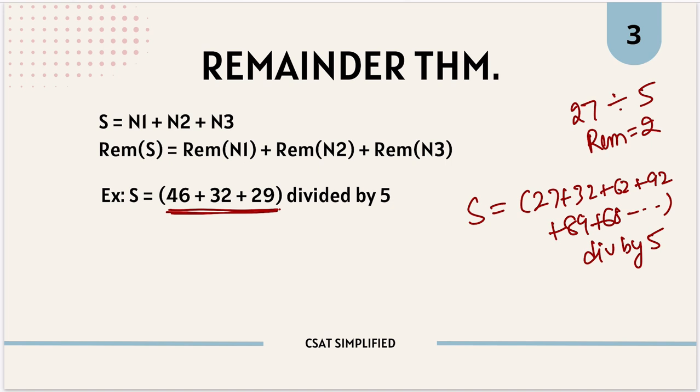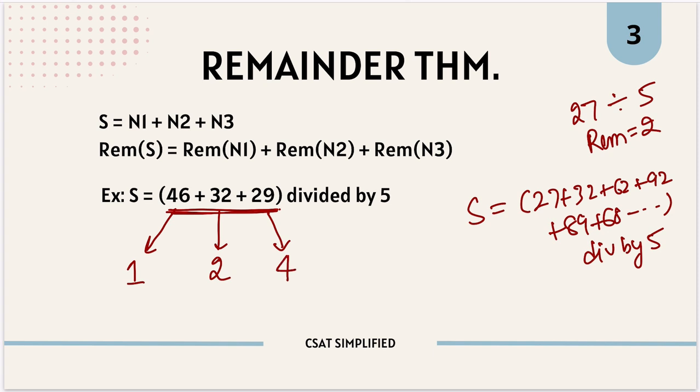An easier method would be to find the individual remainders. When 46 is divided by 5, is it easy to find the remainder? Yes, very easy. You are left with a remainder of 1. When 32 is divided by 5, you get a remainder of 2. When 29 is divided by 5, you get a remainder of 4.